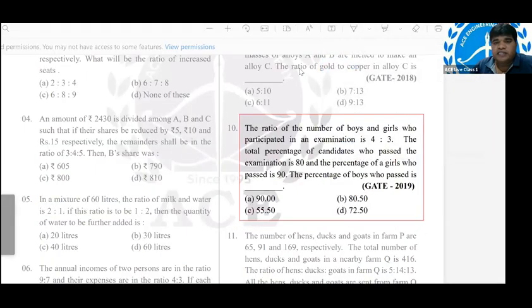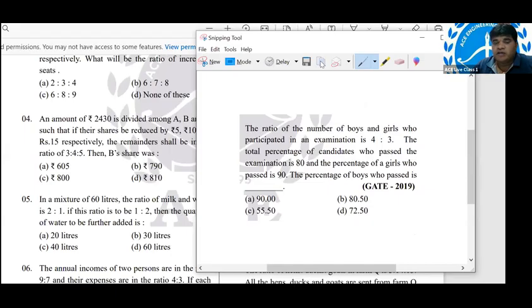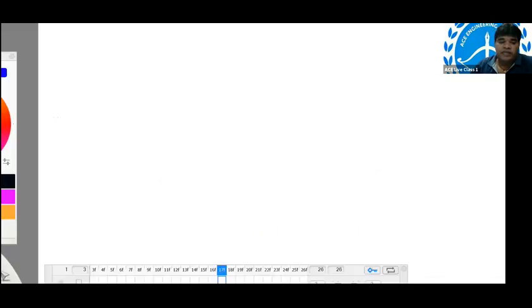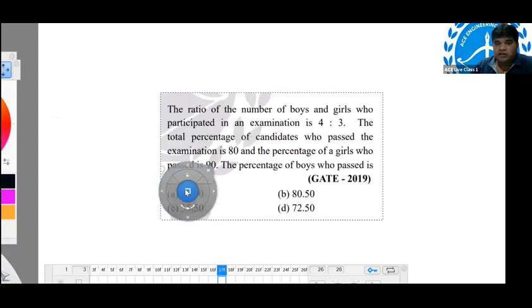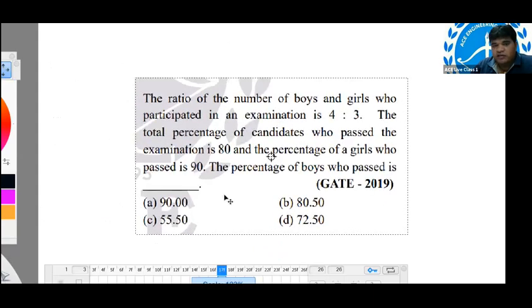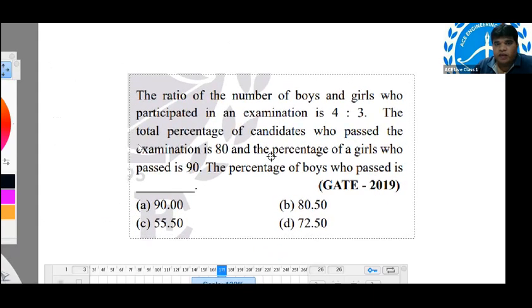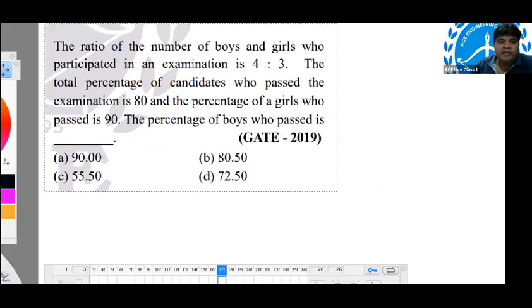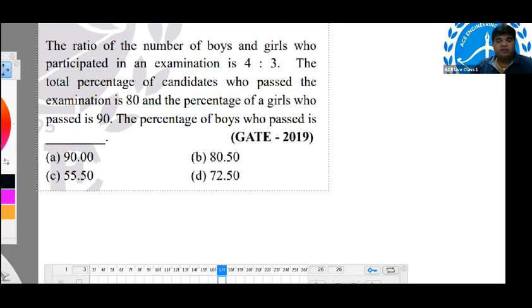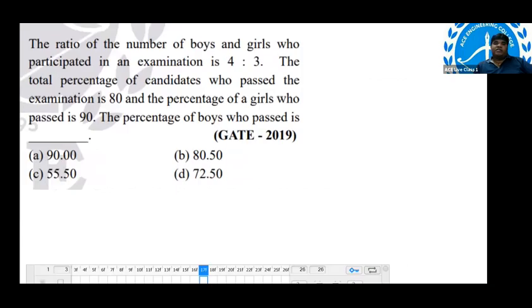Ratio and proportion, allegation and mixture. We have by-hearted the formulas. Number of times practice not necessary. If you are perfect in the concept, any question is easy. Just logical thinking, general questions only. You don't know anything means you take x.